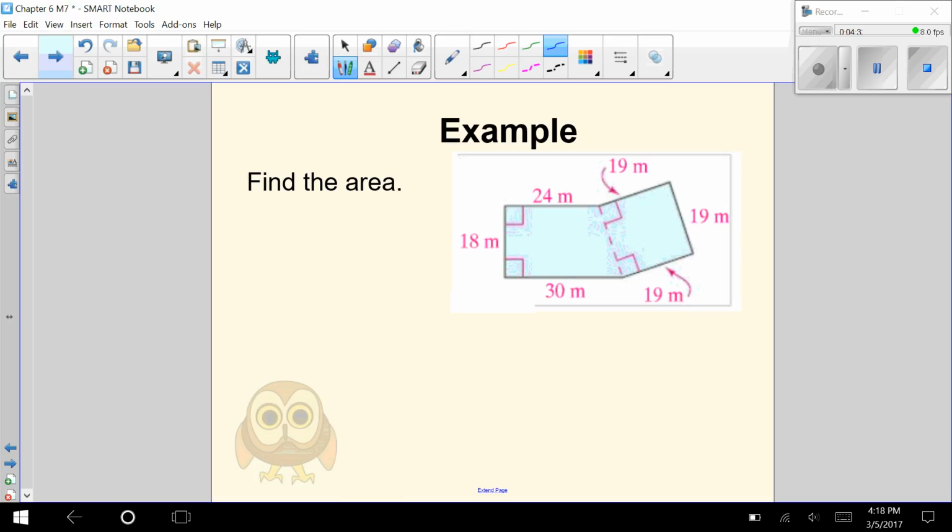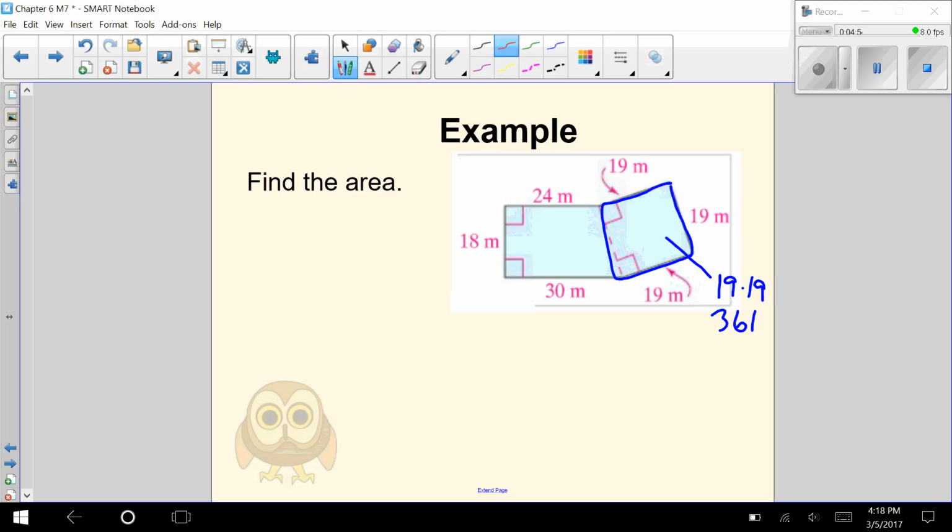All right, now we're going to get into some of those weird looking shapes. This first one even gives you a dotted line to show you that it's made up of 2 figures. On the right-hand side here, we have a square. Let's start with that square. 19 by 19 by 19 by 19. Its area is 19 times 19, which is 361.